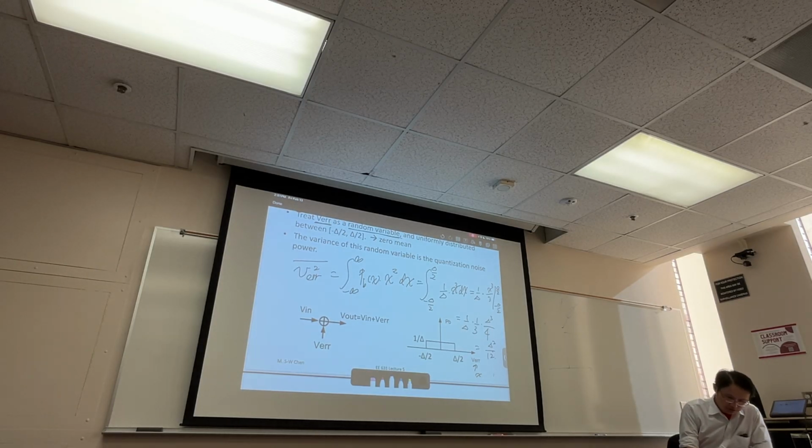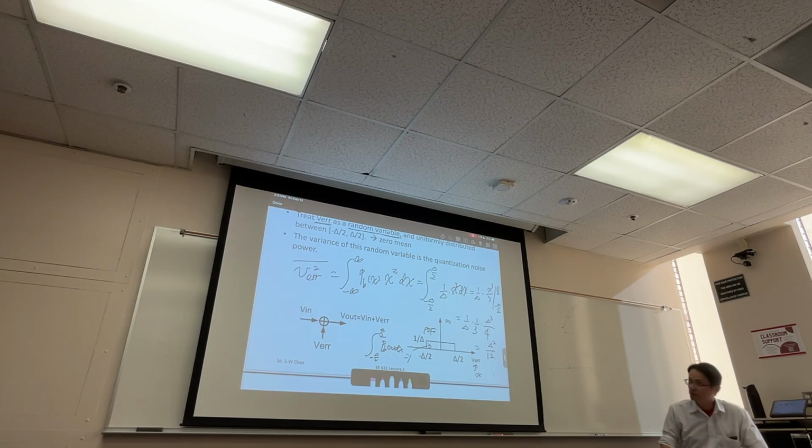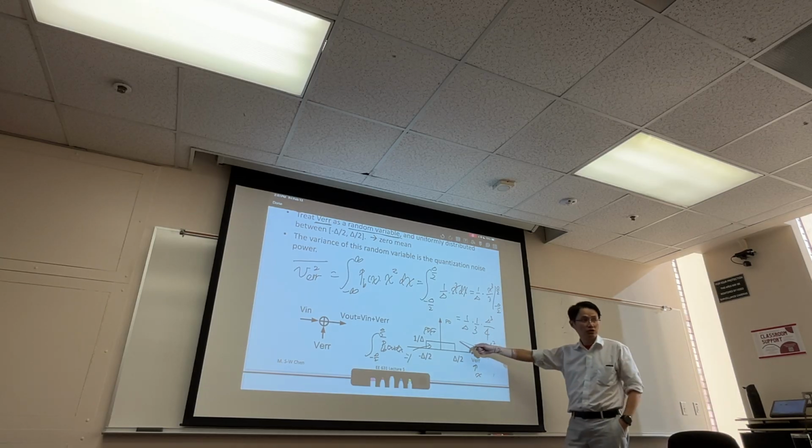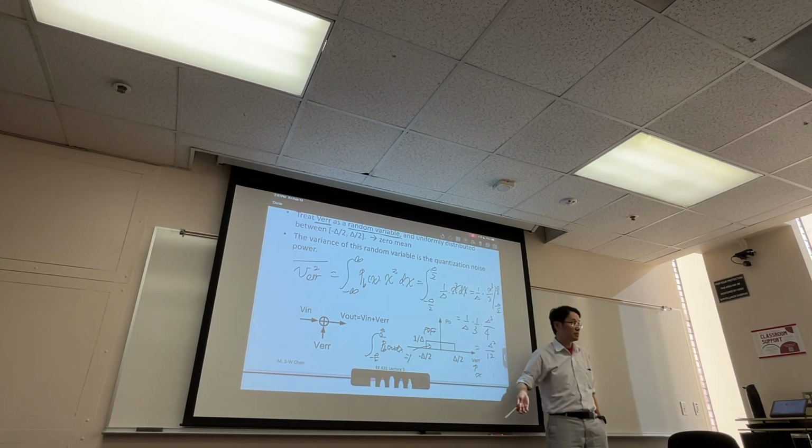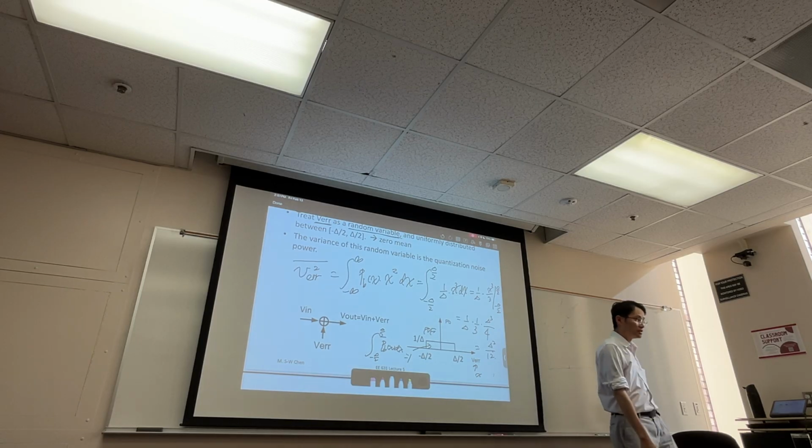All right, so this is a PDF function, and just to remind you, the integral of this probability function has to be equal to 1, right? When you sum up all the PDF area, it has to be equal to 1. It has to be 100% probability.